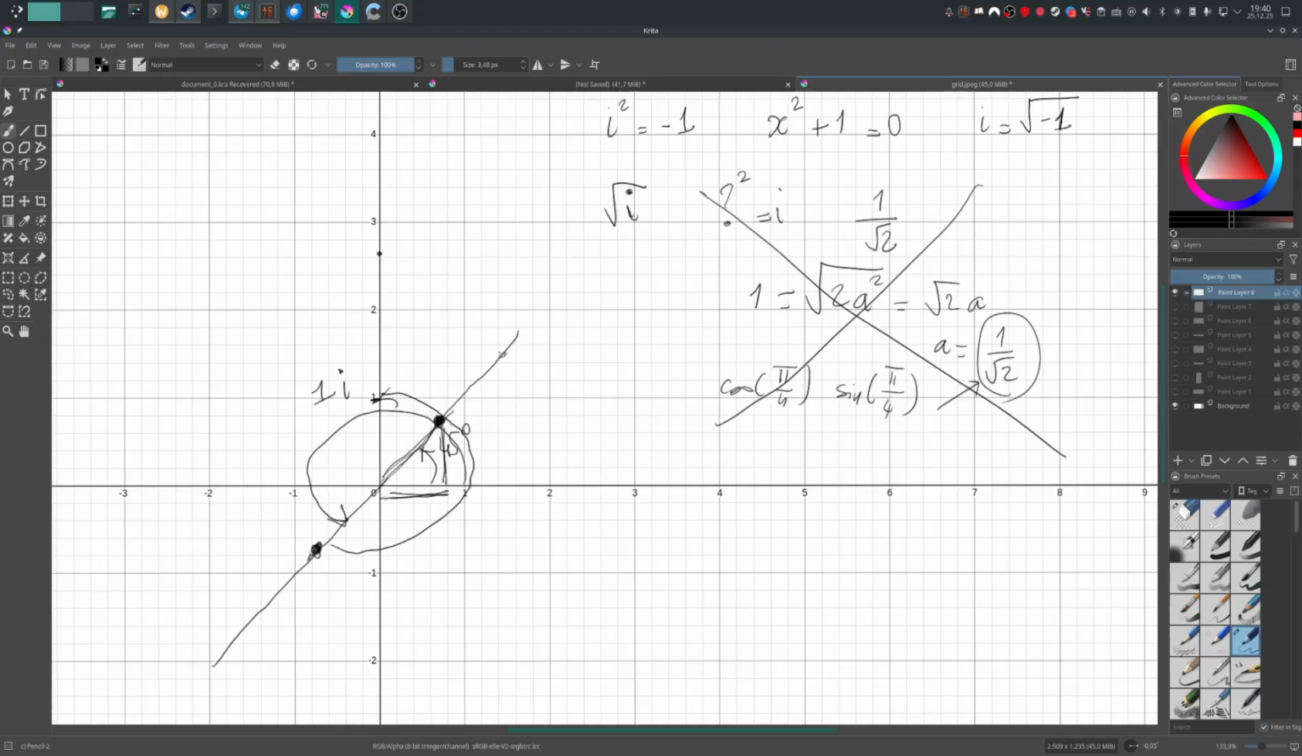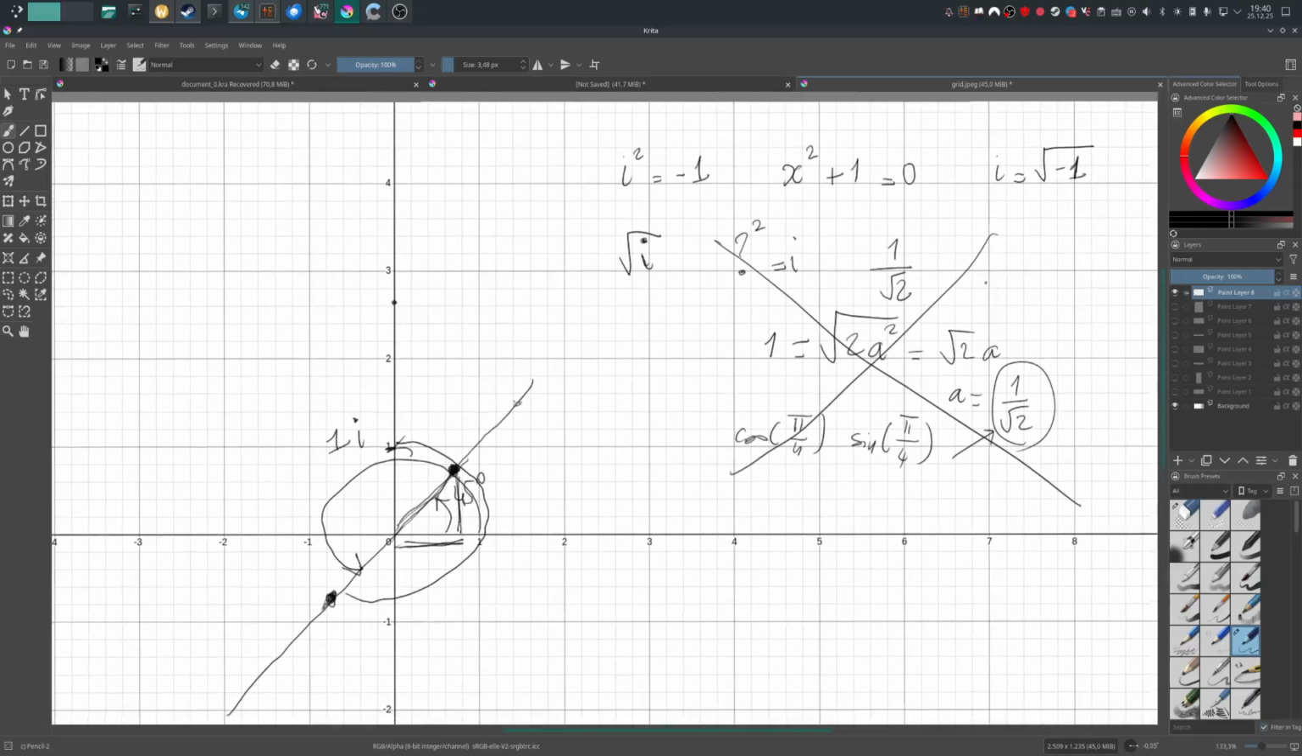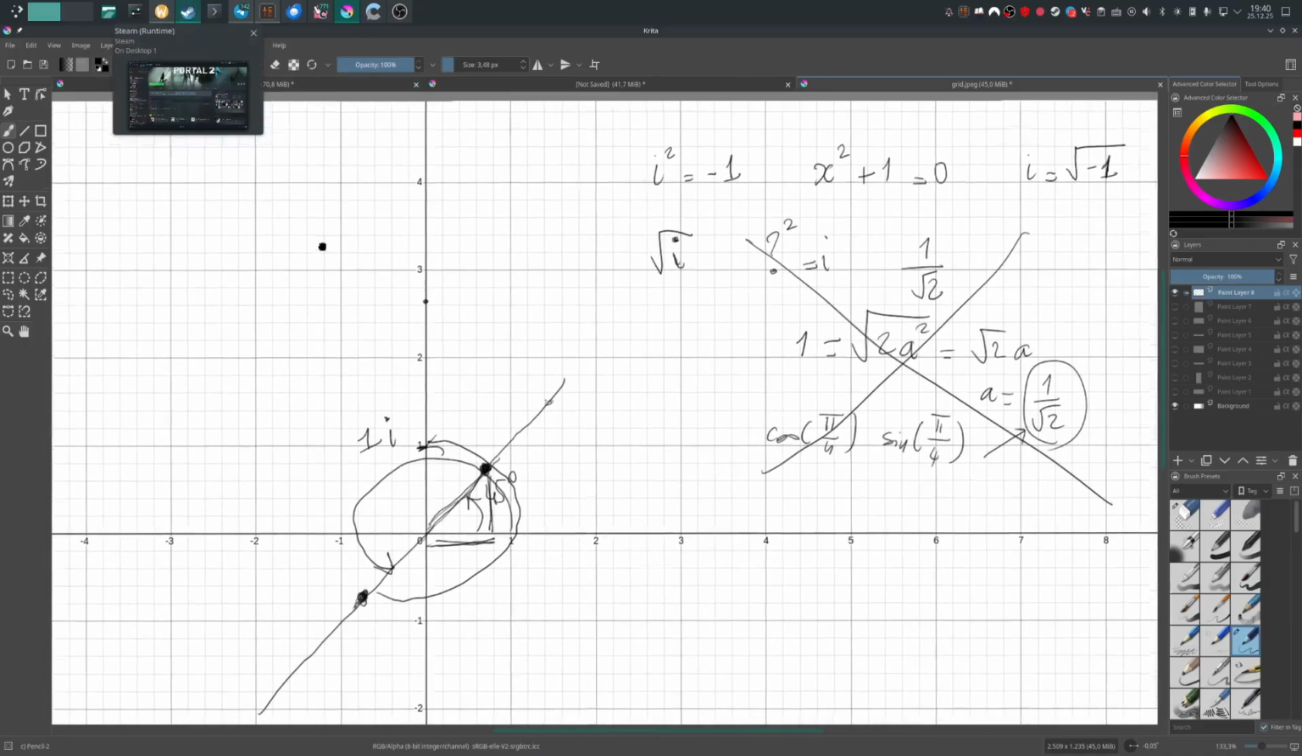And Euler's formula is heavily based on those numbers. It will make sense once you understand those numbers, when you understand how to multiply and add in this space. And that's it.